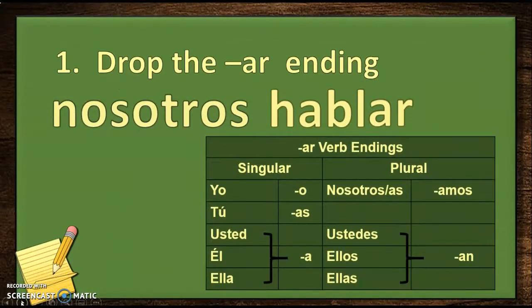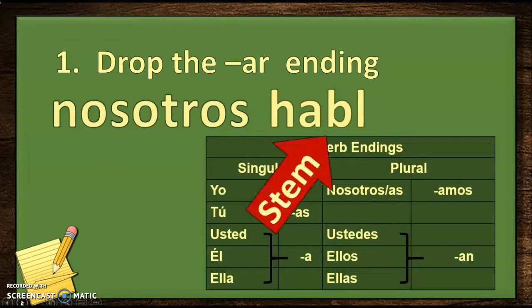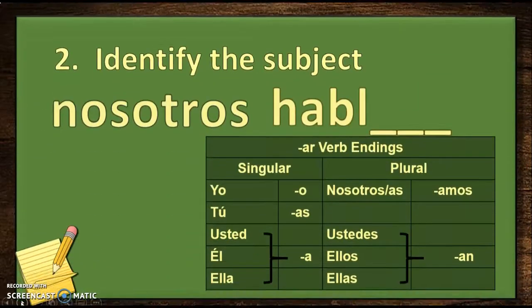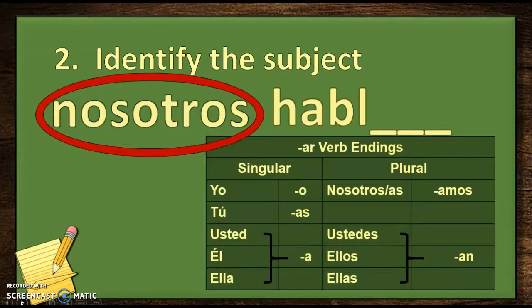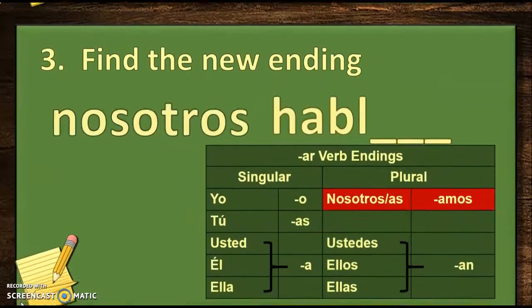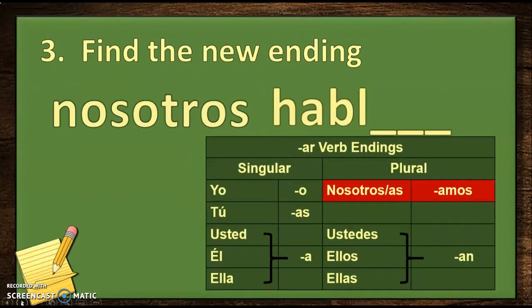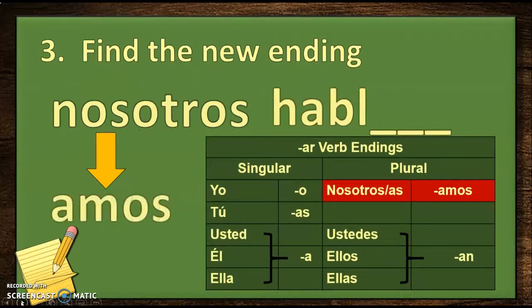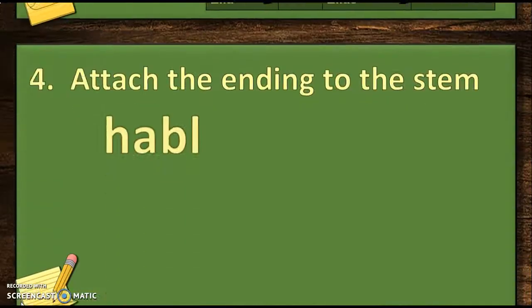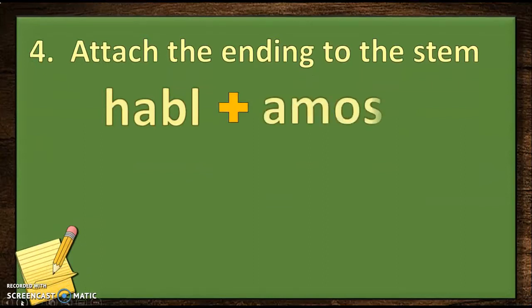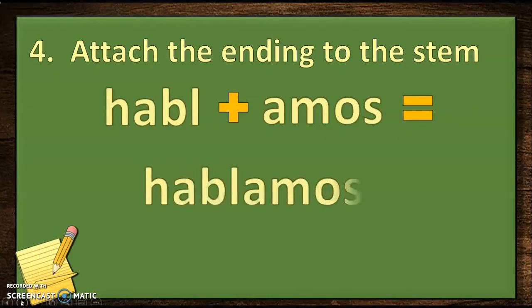How about if our subject is nosotros? Drop the AR. You're left with the stem. Our subject is nosotros. Refer to your chart, and for nosotros, the ending is amos. So amos is what we're going to add to the end of the stem. So we get the word hablamos, which means we talk.